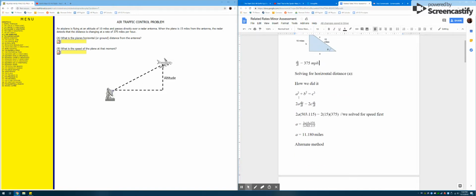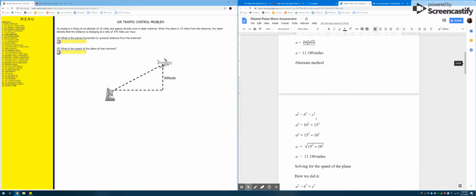And the way we did it was by plugging in the Pythagorean theorem, a squared plus b squared equals c squared, taking the derivative of this, where b gets left out since it is a constant, and then you plug in the speed that you found, since we found speed first in our method, and after you plug it in a calculator, you get 11.180 miles.